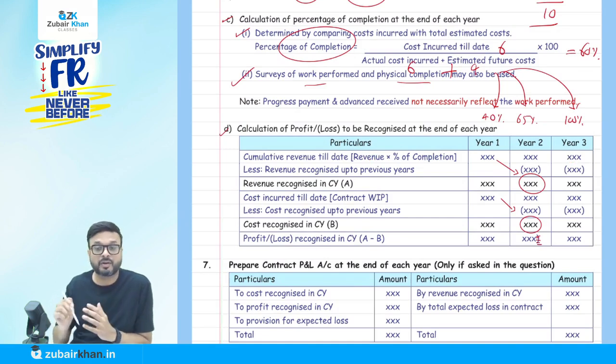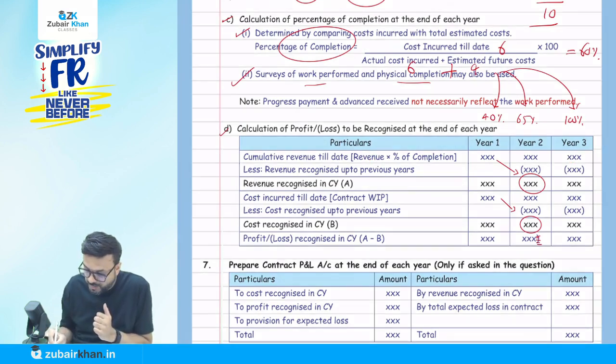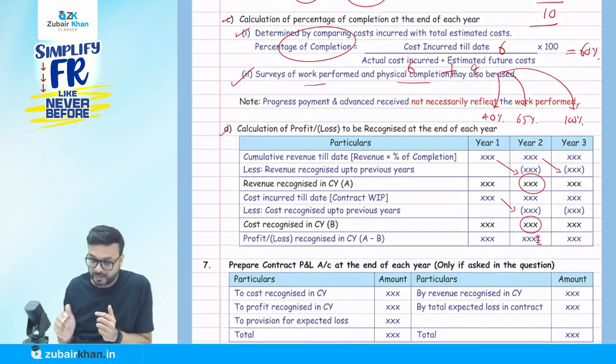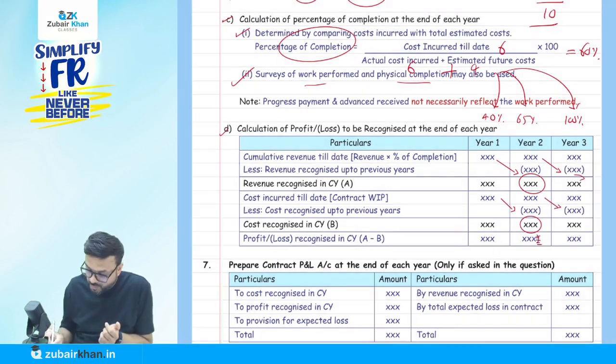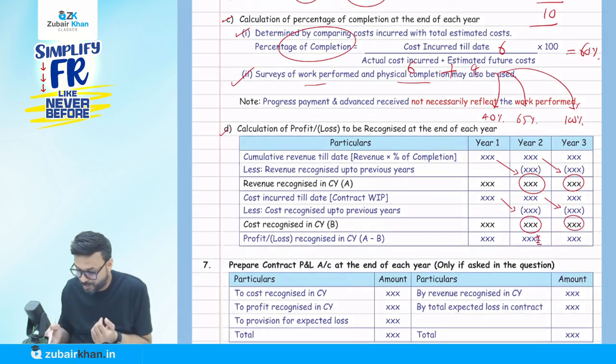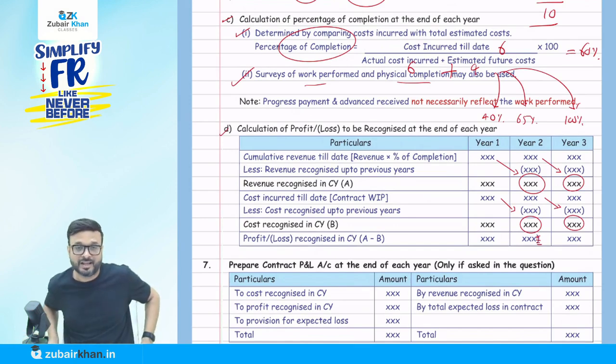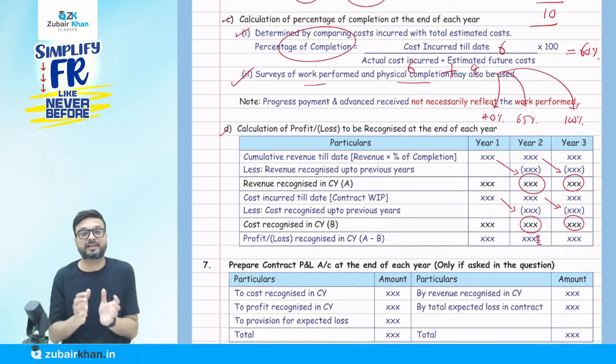It means this is the revenue for all three years. So we will deduct the revenue and the cost till the second year that we have recognized earlier in the first and second year, and here is the revenue for the third year and the cost for the third year, and the profit will come for the third year. So remember this table, it will help you find out how much profit should be recognized in each year.